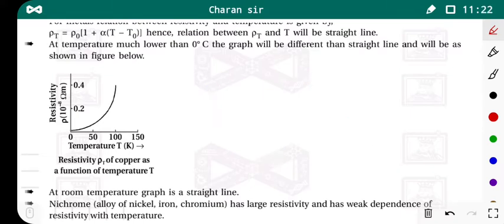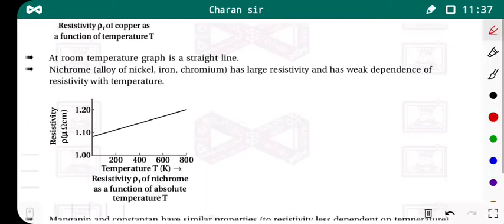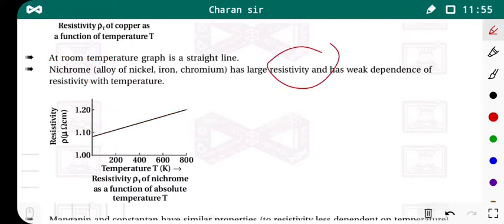For that we consider one alloy, nichrome. Nichrome is a mixture of nickel, iron and chromium. From this graph we conclude that the resistivity does not depend largely on the temperature. It is only slightly dependent on temperature. We can say that the resistivity of such alloys is nearly independent of temperature; there is some dependence, but a very small one.